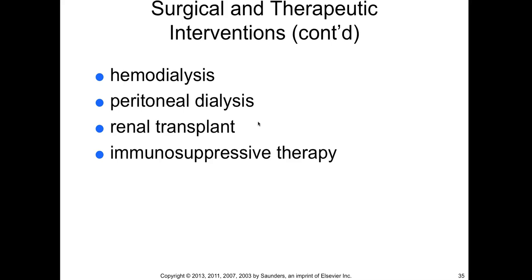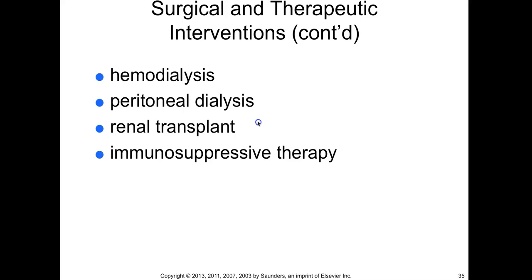Now we'll talk about some surgical and therapeutic interventions. First, we have hemodialysis, or what you probably know as kidney dialysis. And this is required if the kidneys fail to remove waste products from the blood. It's going to diffuse blood through a membrane to remove toxic materials and maintain a proper chemical balance.